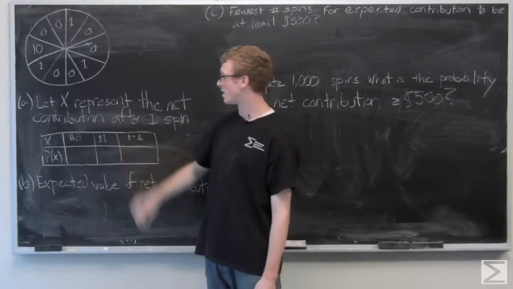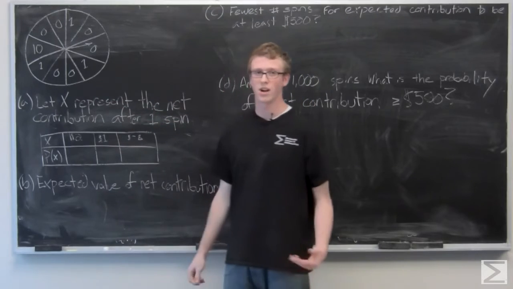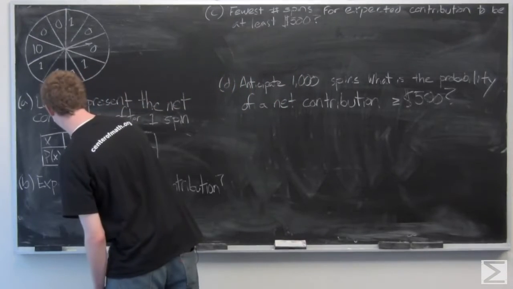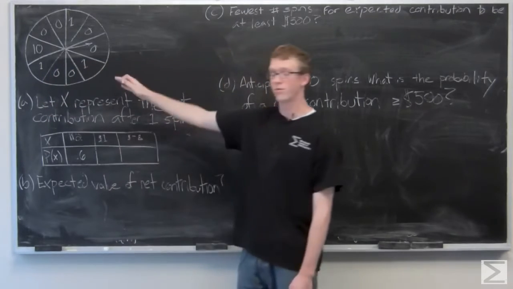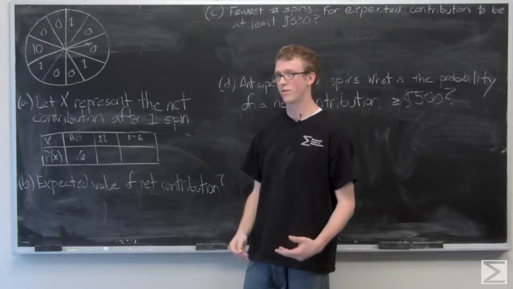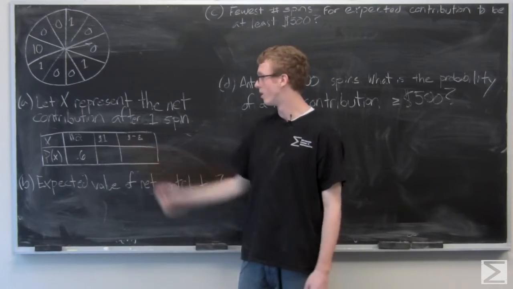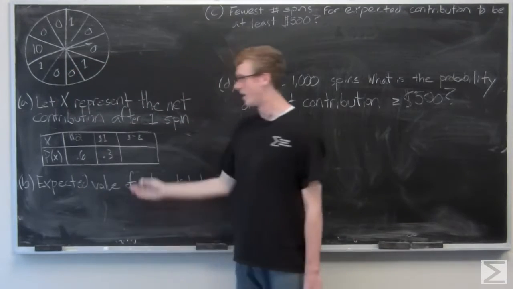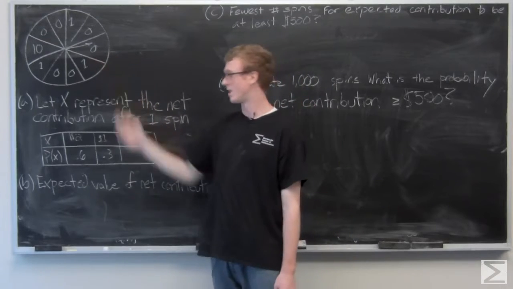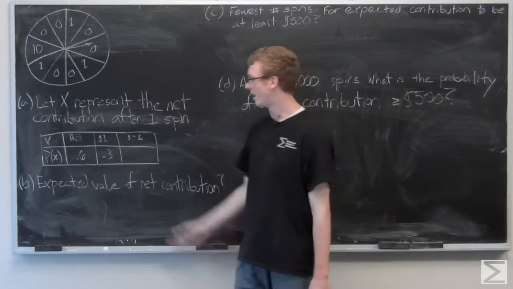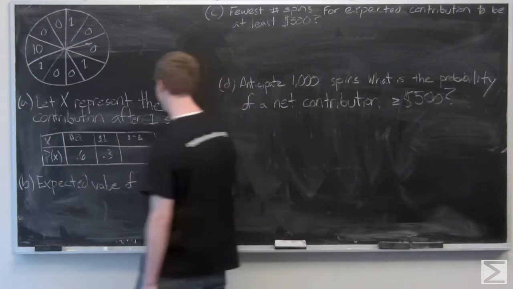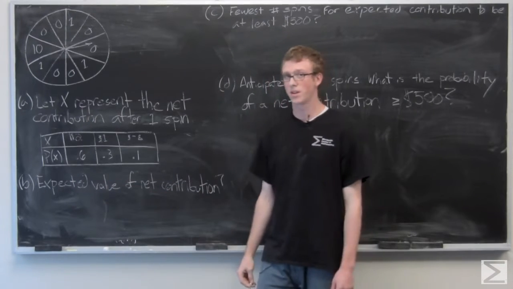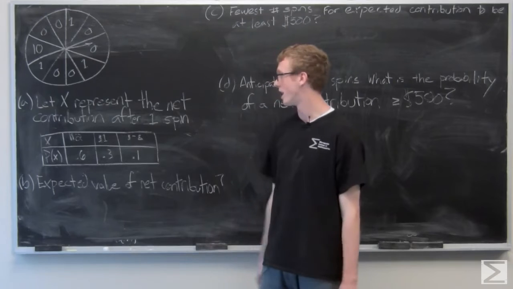So since there's 6 of 10 spots with a 0, and they all have equal likelihood, the probability of 2 is going to be 0.6. Since there's 3 spots with a 1, 2 minus 1, expected contribution 1, the probability of that is going to be 0.3. And then we're left with 0.1. 1 out of 10 spots is going to get us negative 8, and it also completes the probability adding up to 1. So fairly simply, we've completed the table of probabilities for X, the net contribution after one spin.